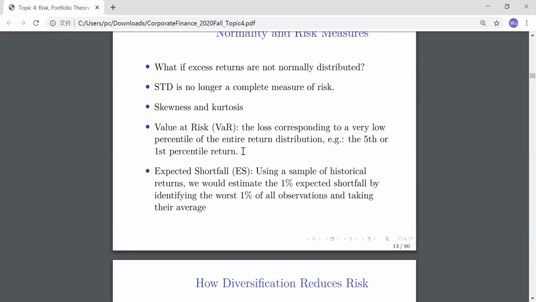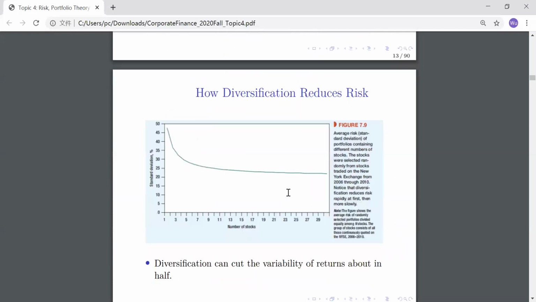Because value at risk, for example if you want to look at 1% VaR, just looks at the worst first percentile return, the bottom first percentile return, right? But expected shortfall looks at the worst 1%, even including observations less than 1%, and takes the average. So that captures the most bad news.